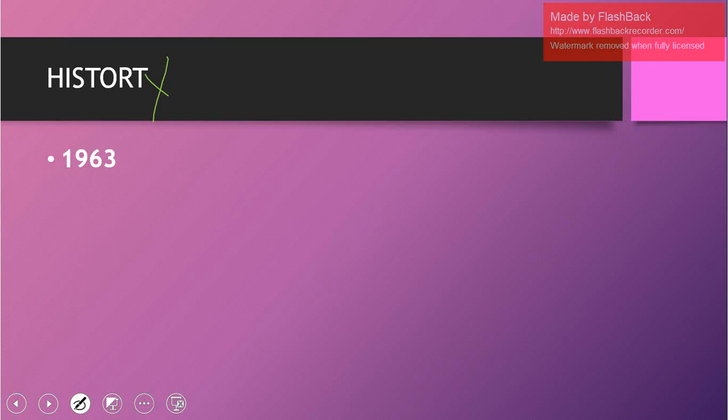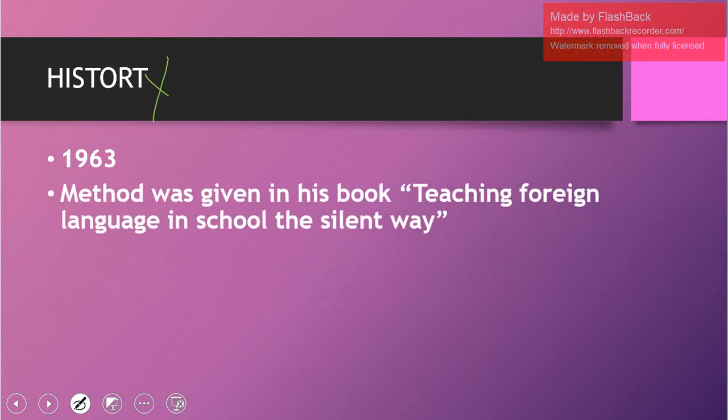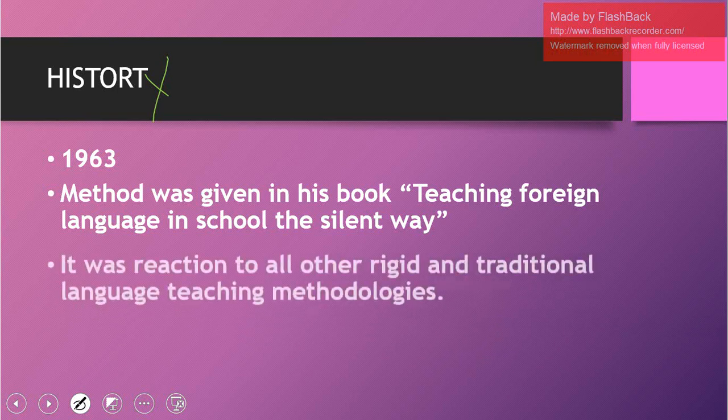History. It originated in 1963, a long time ago, right? The method was given in his book Teaching Foreign Languages in School: The Silent Way. So this method was given in his book. It is clear from the title that this method is about teaching foreign languages, but in the silent way.